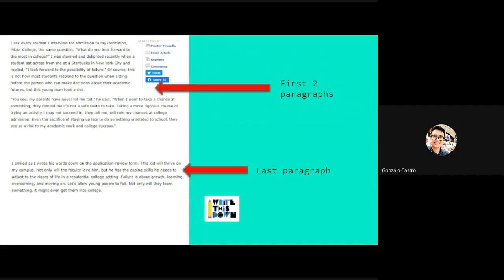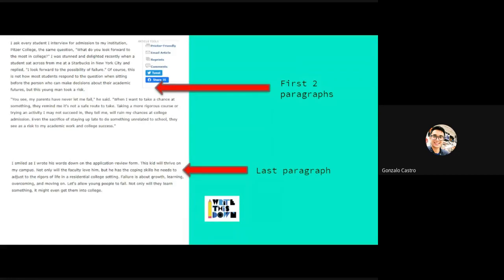You see, my parents have never let me fail, he said. When I want to take a chance at something, they remind me it's not a safe route to take. Taking a more rigorous course or trying an activity I may not succeed in, they tell me I will ruin my chances at college admission. Even the sacrifice of staying up late to do something unrelated to school, they see as a risk to my academic work and college success.